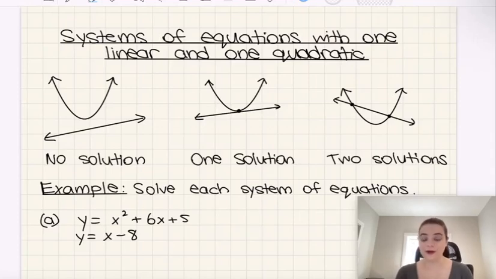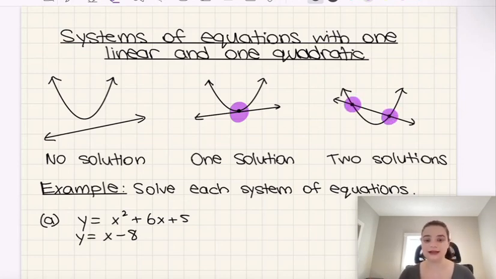Hello, everyone. Welcome back. Today, we're going to be talking about systems of equations where we have one linear and one quadratic. So, the first possible outcome is there could be no solutions, right? It could be the case that the linear and the quadratic never meet. There also could be one solution. They might meet in one place, like in the middle example right here, or they might meet in two places, meaning there would be two solutions.